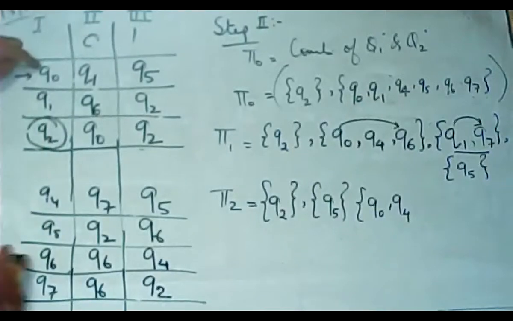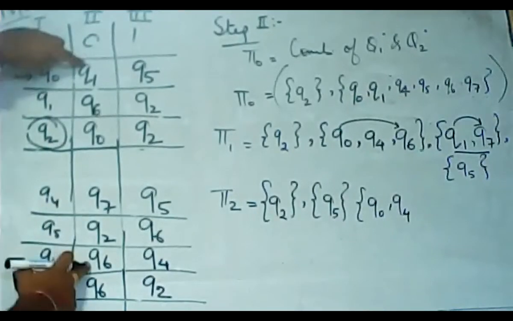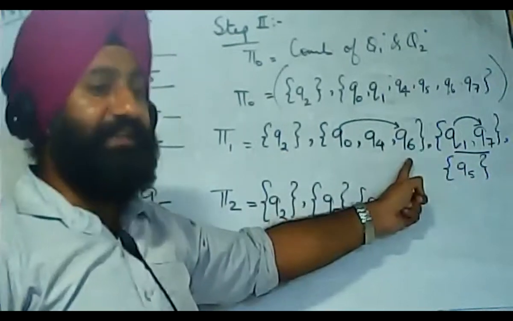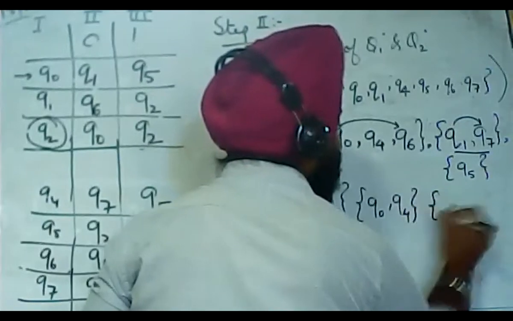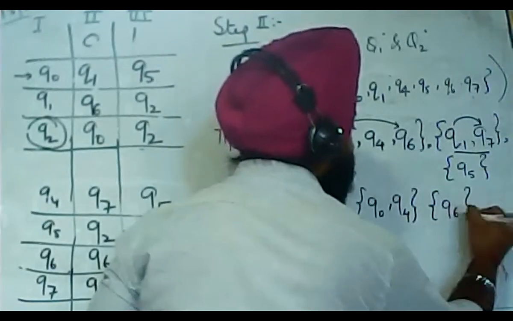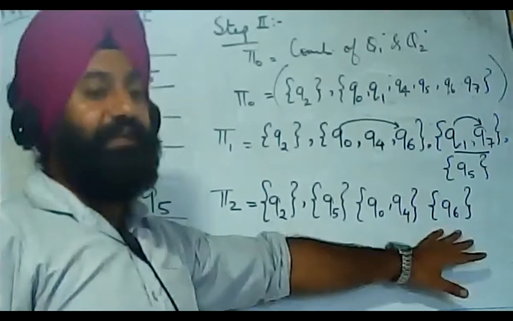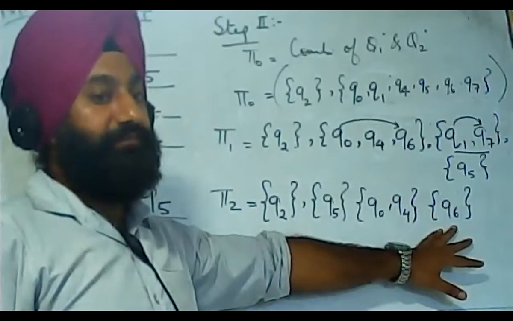So this is completed. The next comparison is between Q naught and Q6. Q naught, Q6, 1 and 6. 1 and 6 is not in same set. 1 is in another set and 6 in another set. It means that Q6 will be written in separate set because it is creating contradiction. So it will be written in separate set, right?